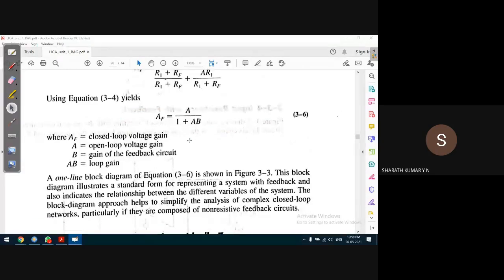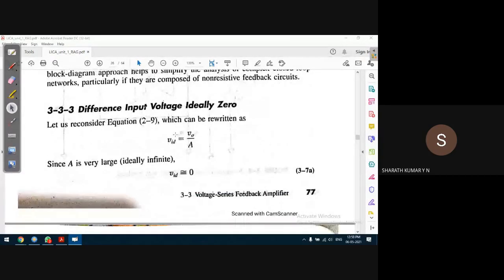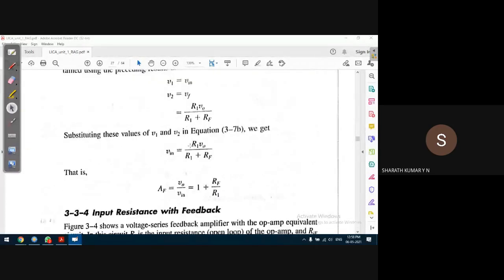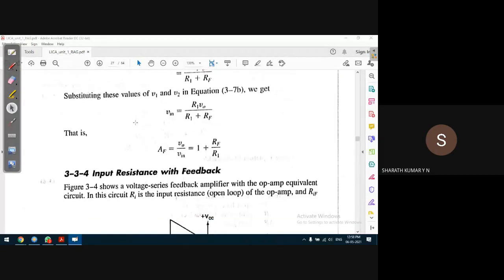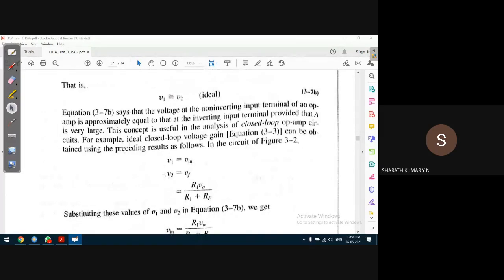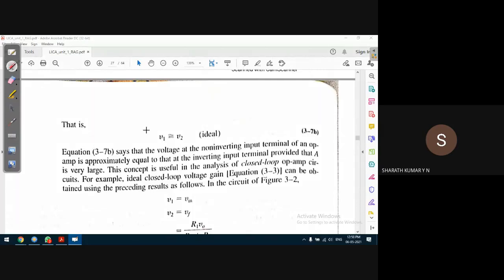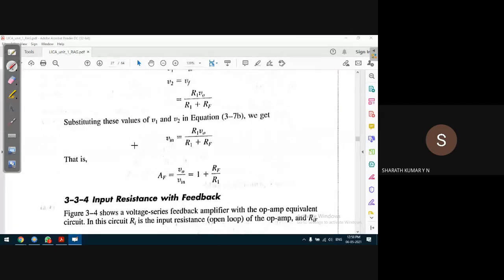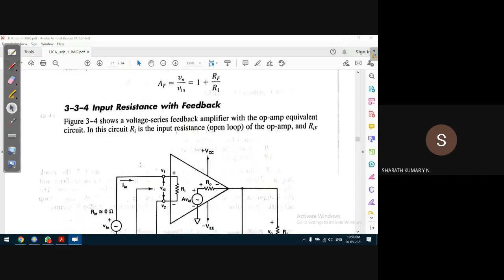Here we go. For a differential input voltage of 0, V1 is approximately equal to V2. Same thing discussed for a differential voltage: if it is 0, V1 and V2 are approximately equal. Assuming that V1 is equal to V2, on analysis of the circuit we get back the same expression, that is, closed loop gain is equal to 1 plus RF by R1. The same. This we had discussed in our David Abel book also.